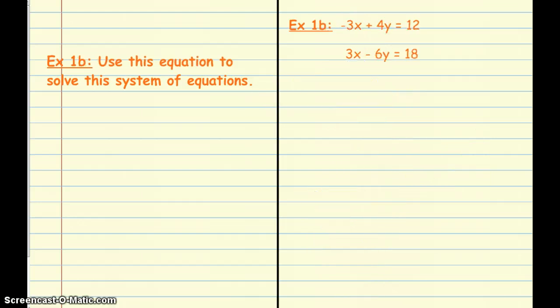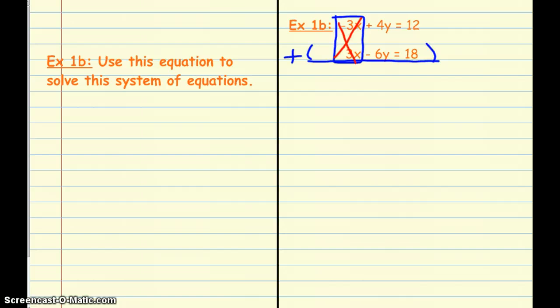Let's take a look at the next one. So it's the exact same thing. Now notice in this case, in example 1b, we have negative 3x plus 4y equals 12, and we have 3x minus 6y equals 18. And the nice thing about this one is our opposite terms are already stacked on top of each other, so we do not need to rearrange either of the equations. And because they're opposites, we are going to add the two equations together. And we do that so these two are going to cancel each other out.